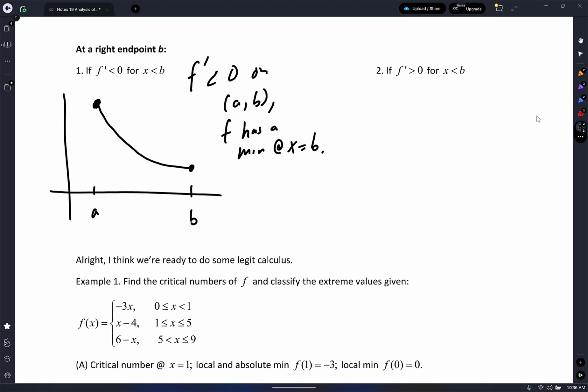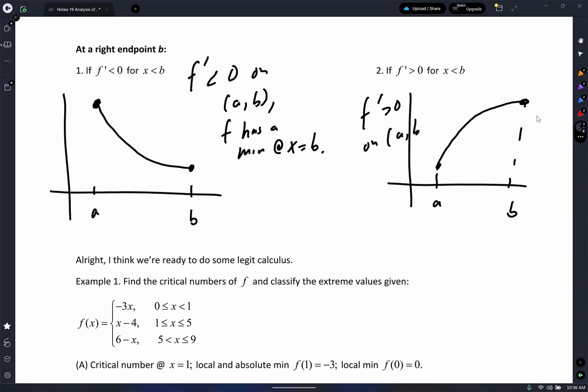Do we notice that, guys? That's because you're ending at b. So if you keep going down, you end at b. And if you keep going up and you end at b, so here's a, here's b. I did concave up, so now I'm going to do concave down. So f prime is positive on AB, and f has a max at x equals b.